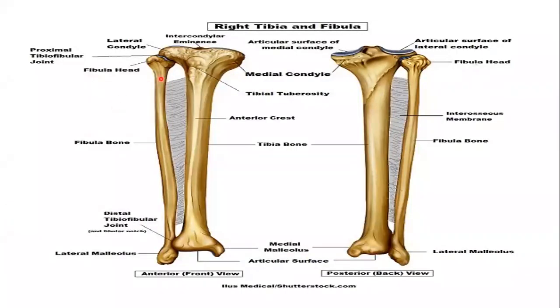So here we have the tibial condyles, intercondylar eminence, and the proximal tibiofibular joint, head of fibula. This upper part of the tibia is called the tibial plateau. This is the tibial tuberosity for the patellar tendon. Medial and lateral malleoli. The lateral malleolus is more distal than the medial malleolus, and the distal tibiofibular joint.